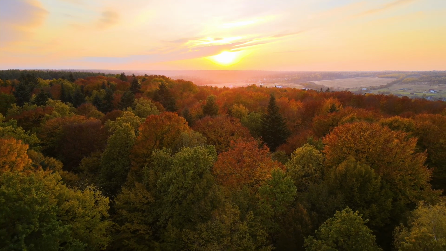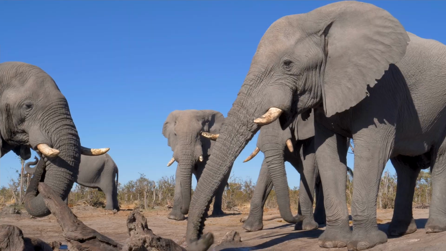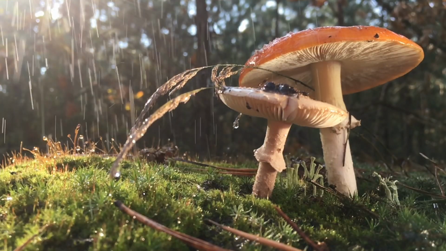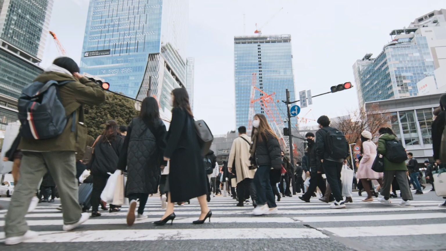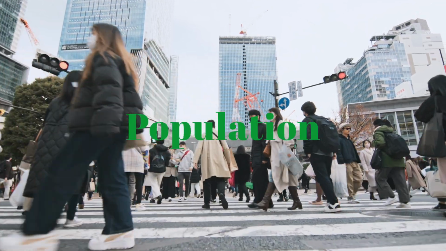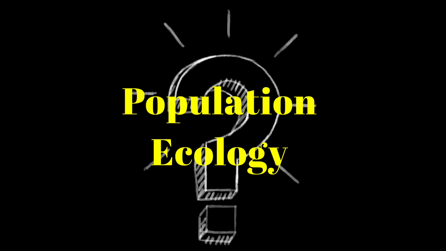Imagine you're flying over a vast landscape, observing wildlife from above. You see herds of elephants, clusters of mushrooms in a bog, or even a city filled with humans. Each of these represents a population, a fundamental concept in ecology. But how do these populations grow, change, or even decline over time? That's where population ecology comes in.